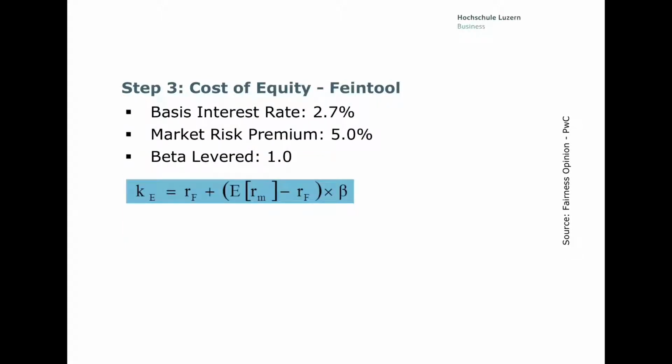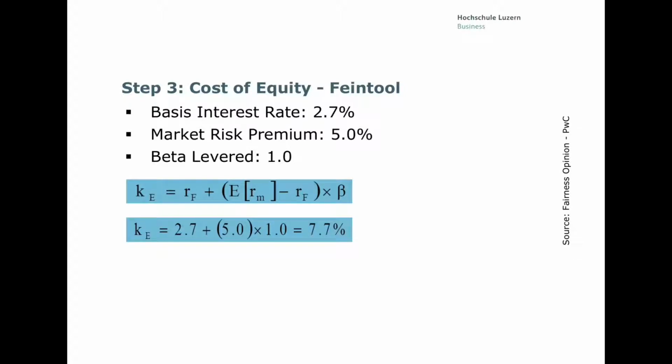Once we know the levered beta, the final step is to compute the cost of equity by applying the CAPM equation. The basis interest rate or risk-free rate is 2.7%. The market risk premium is 5%, and the levered beta is 1. Plugging these numbers into the formula yields the cost of equity of FineTool of 7.7%.